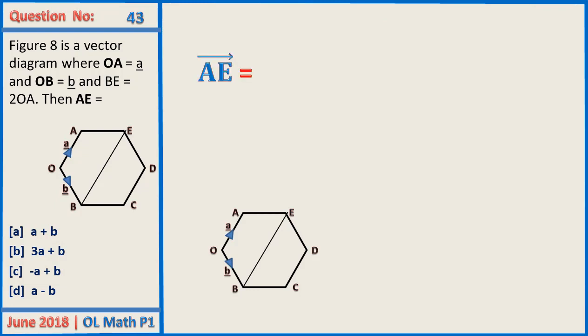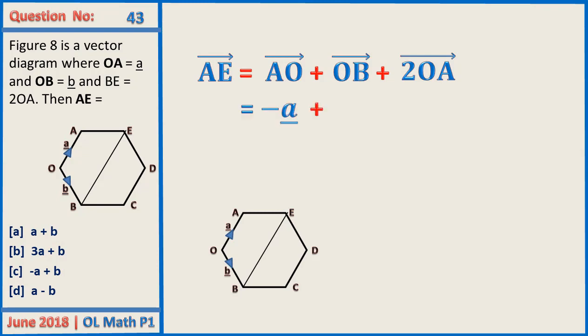AE is equal to move from A to E, you have to move from A to O, and then from O to B, and from B to E. But we know that from B to E is the same as 2OA. So I've replaced BE by 2OA. And vector AO is negative A because it's in the opposite direction. OB is B plus 2OA, that's 2A. When you simplify, you have A plus B. So our key here is A.